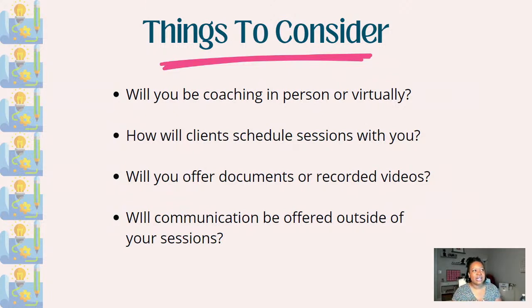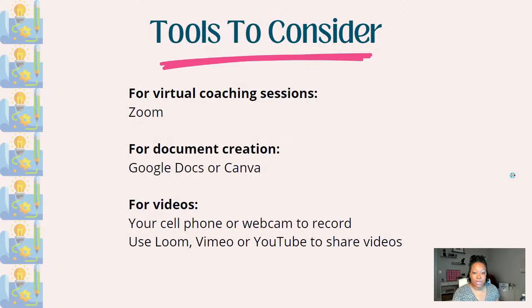And Voxer is kind of like a walkie-talkie app. And it's helpful because you don't need someone's personal phone number to send them a message. So you can send them a voice note with Voxer, or you can send them a text message with Voxer, and they don't actually have to have your phone number, which is, I think, an awesome tool. So those are some things to consider.